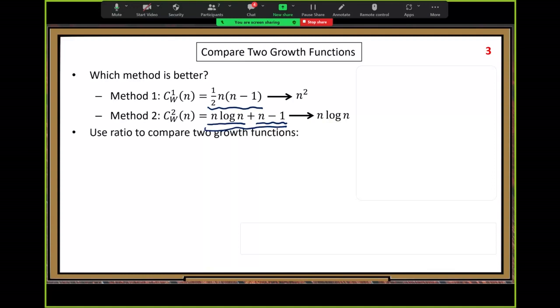Next, for the comparison, we just compare the two growth functions. I leave that comparison part until after our break time.